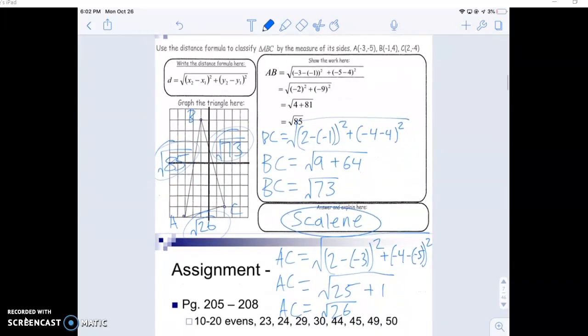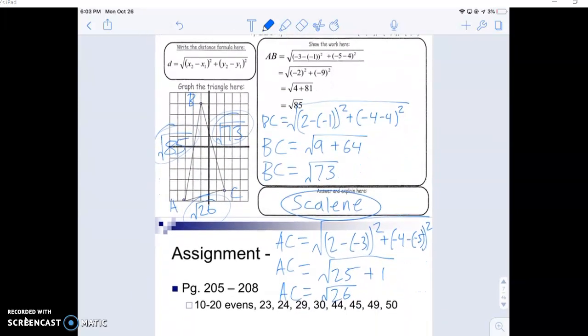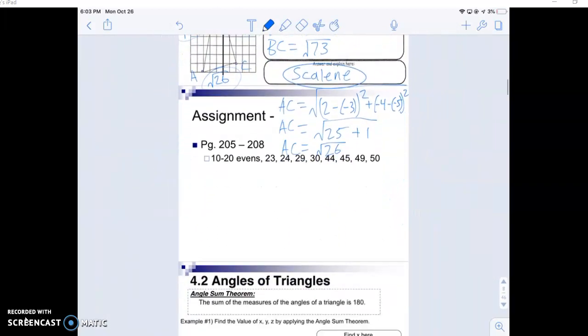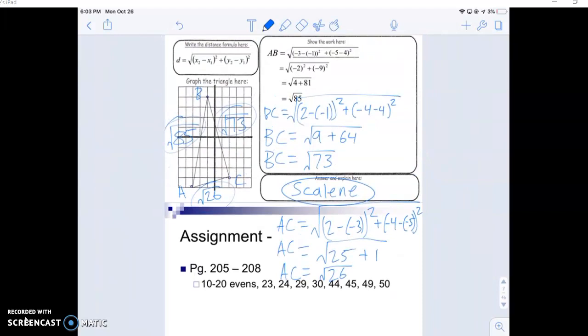So that was it for section 4.1. Yeah, that was it.